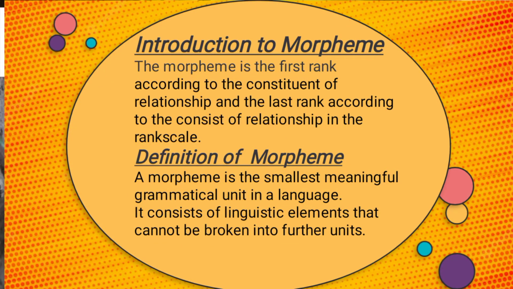So we move on to the introduction of morphemes. With the introduction of morphemes, we can see that the morpheme is the first rank according to the constituent of relationship and the last rank according to the constituent of relationship in the rank scale. A morpheme is the smallest meaningful grammatical unit in a language. It consists of linguistic elements that cannot be broken into further units. We can also say that a morpheme is not identical to a word, which means that a morpheme cannot be a word, but a word can be a morpheme.